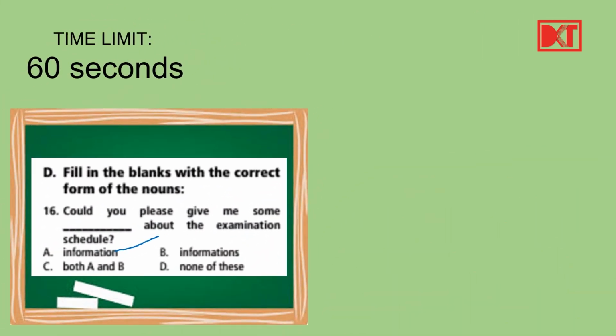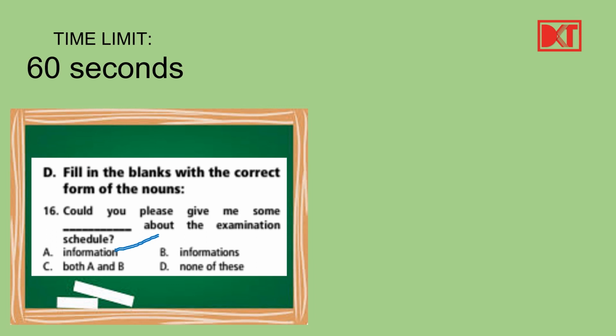Okay, here what do we have to do? The next category says fill in the blanks with the correct form of nouns. So here, as per the question, whatever the blank says, we have to see the options and then fill in the one which is most suitable.